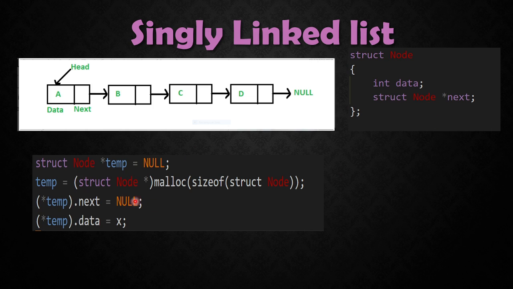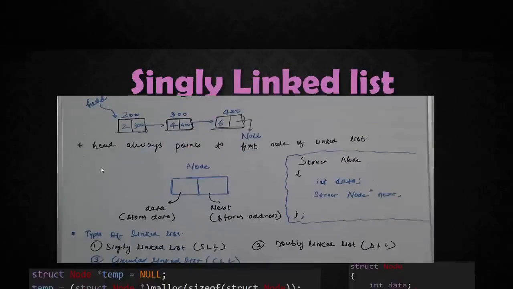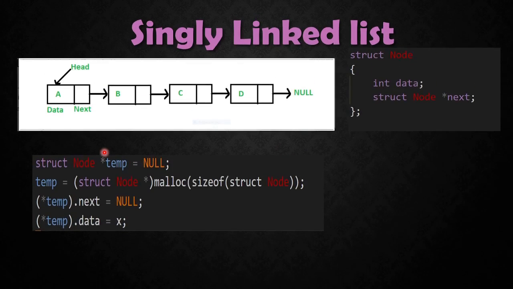So how do we dynamically allocate the node? First we need to define a temporary pointer, which is temp in this case, and then we use struct node pointer with malloc and sizeof; this is the dynamic memory allocation as usual. Then we put next as NULL, because we are not going to connect the node yet. It's an isolated one, right? After that we feed the data part with some value x.